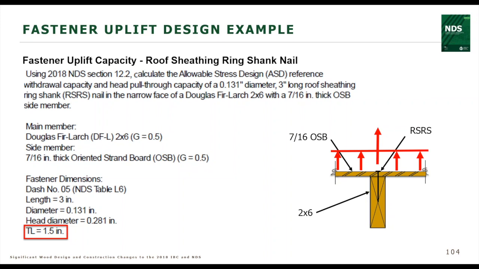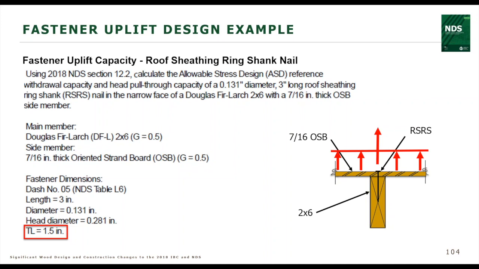So this is our assembly. You can see that we have a 2x6 Douglas fir-larch main member, and our side member is a 7/16 thick piece of OSB. Our fastener is called a dash number 5, and that's just what it's referred to. I know it's a little different than the 10-penny and 8-penny that we're used to, but if you think about 10-penny nails for a name, it's a little strange as well, I guess.